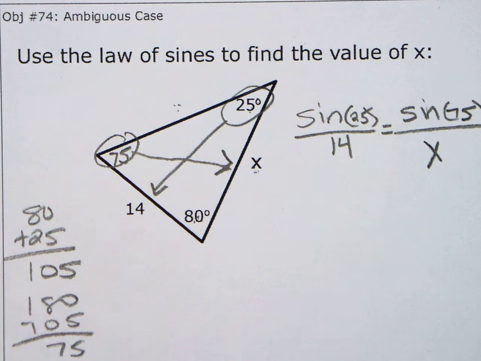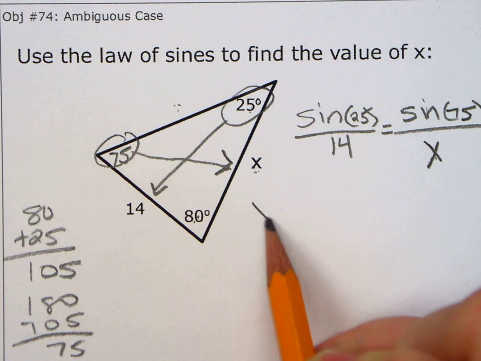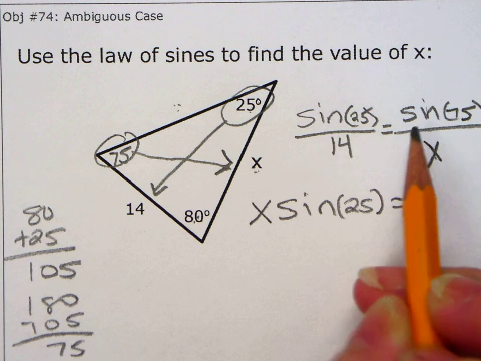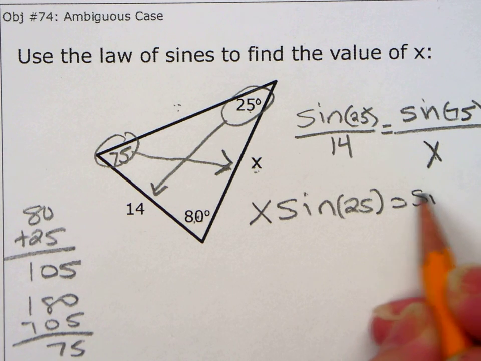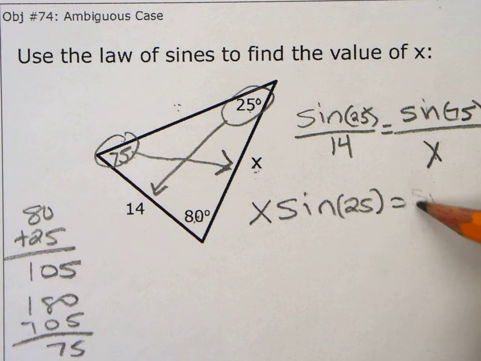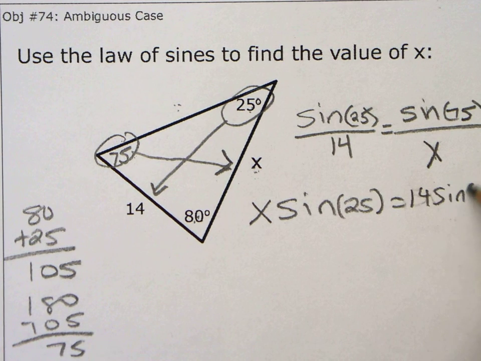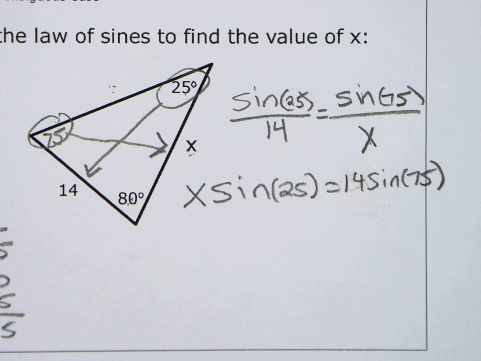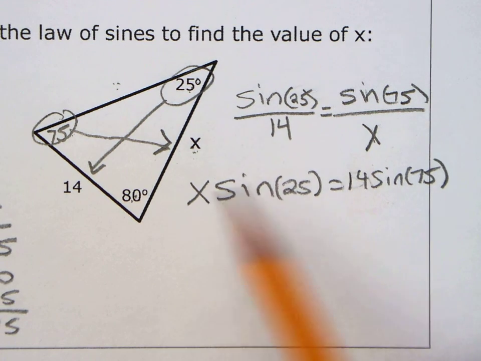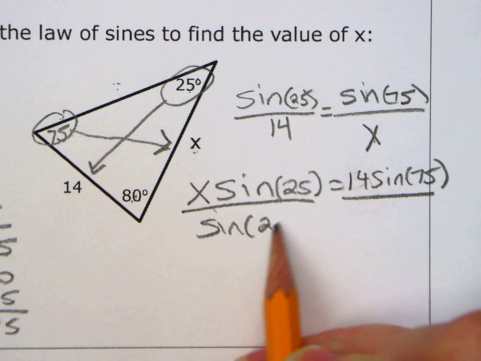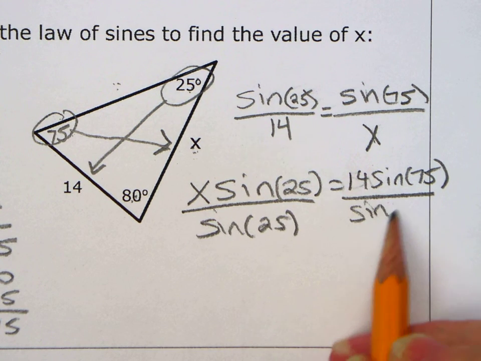To solve for x, we cross multiply. x times sine of 25 equals 14 sine of 75. Now, what's our actual goal when we're doing this problem? We want to get x by itself. So what's next to x? Sine. They are multiplying. The inverse of multiplication is division. Divide by sine of 25.